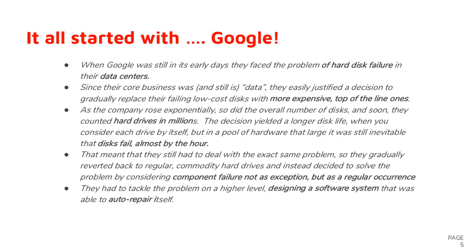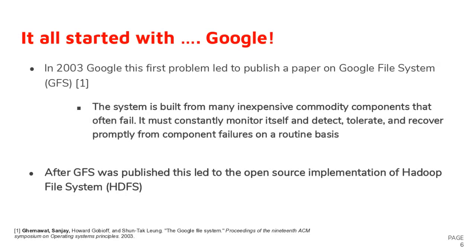So this means the exact same problem as before. So what did they do? They moved back again to normal low-cost disks and solved the problem by considering that a component failure, so a hard disk failure, was not an exception, but just a regular occurrence. And they tackled the problem, and that was the genius of that idea, to design a software system that was able to auto-repair itself, so able to handle a disk failure as just a normal thing. So in 2003, they solved this problem, and they published a paper on the Google File System.